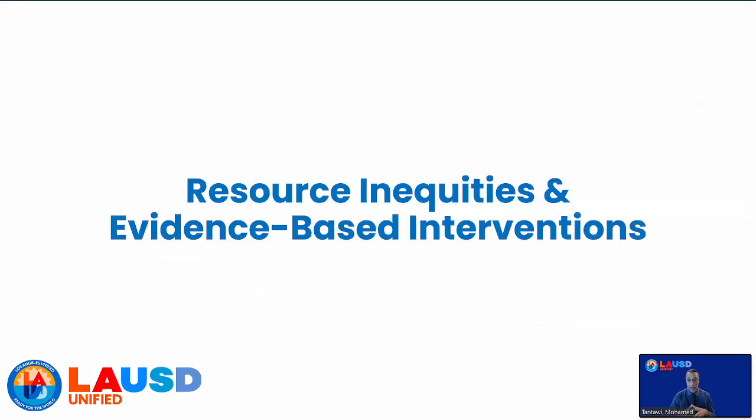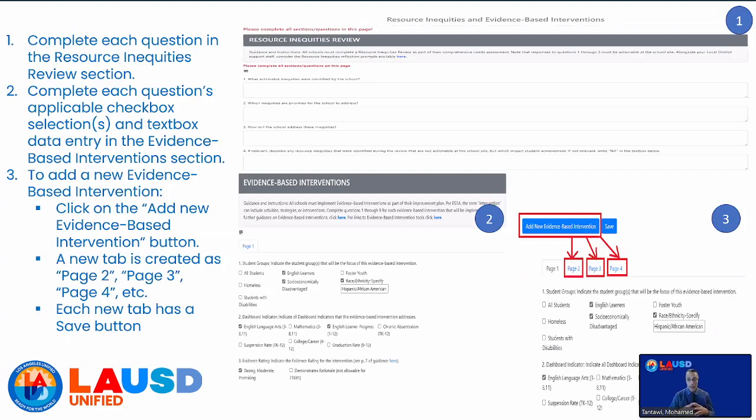The next tab in the plan is your Resource Inequities and Evidence-Based Interventions tab. The top section is your Resource Inequities, where your school will identify actionable inequities at the school site. You'll also tell us which inequities are priorities for the school to address, how those inequities will be addressed, and, if applicable, any inequities identified that are not actionable at the school site level, things beyond your control, but they still do have an impact on the achievement of your students or perhaps the engagement of your families.